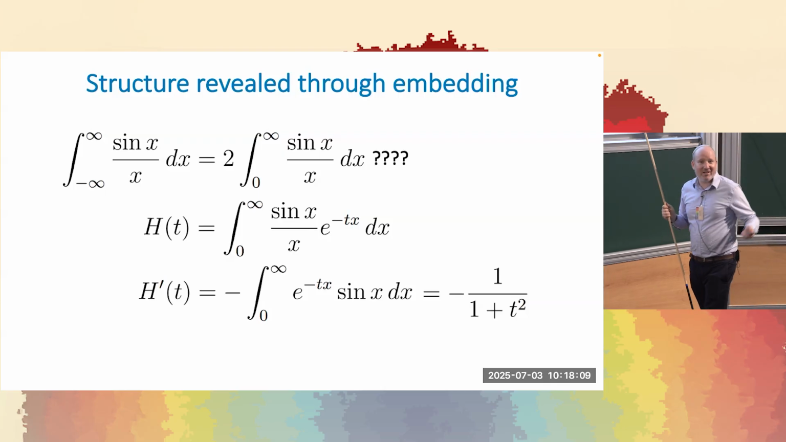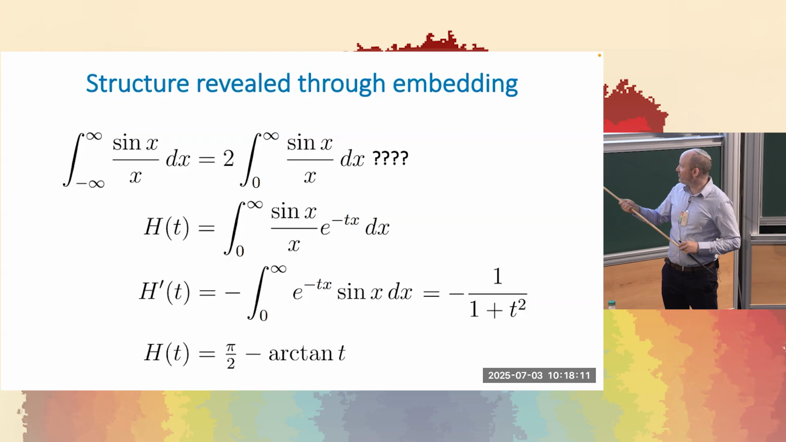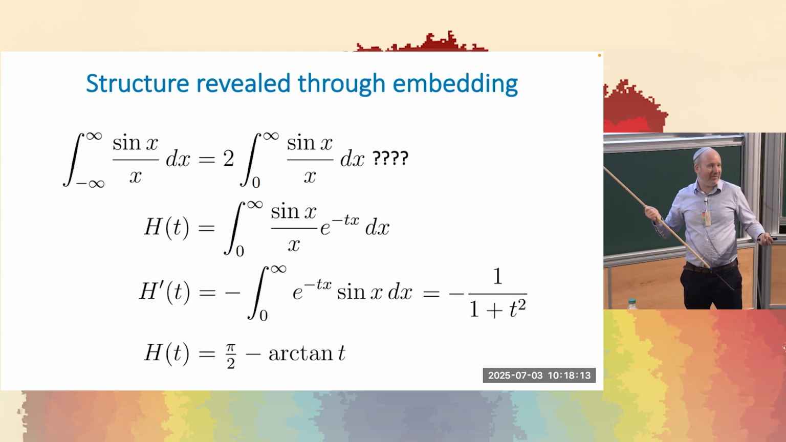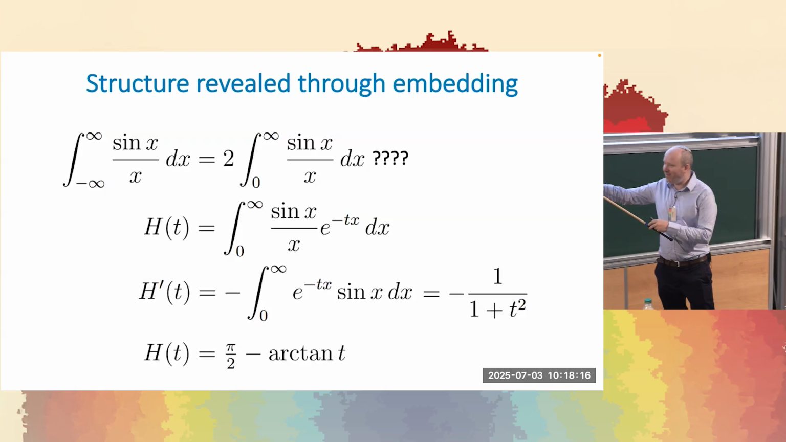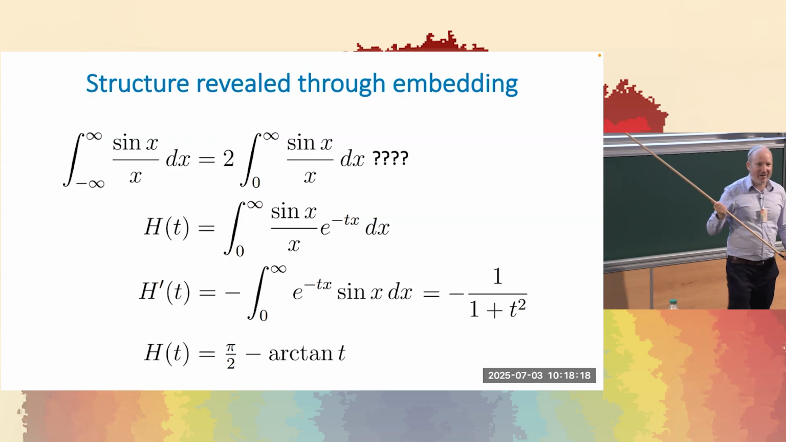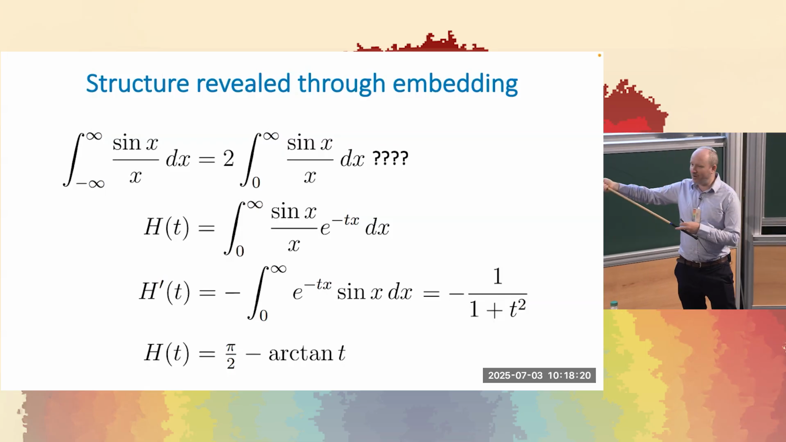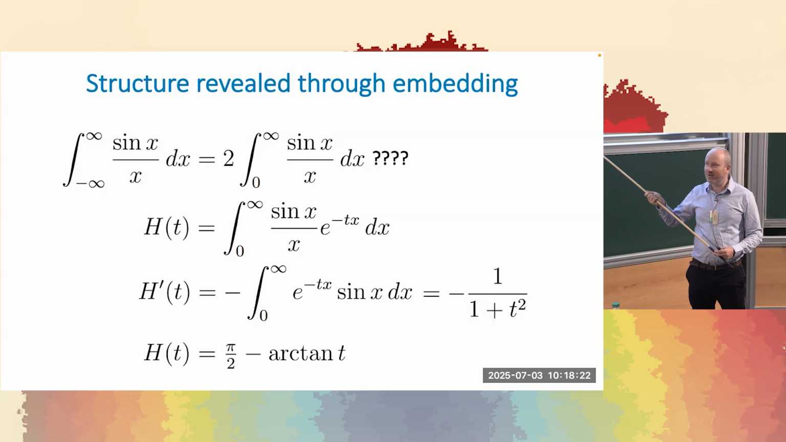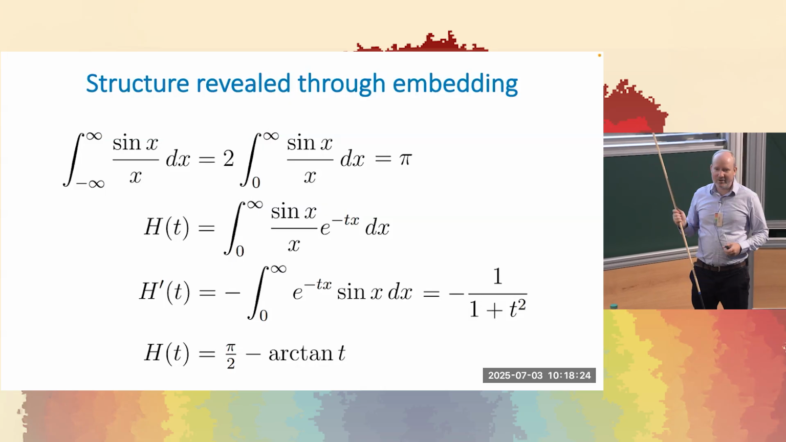And when I integrate that, I get an integration factor. So first of all, I get an arctan, and then an integration factor. But I know what h of infinity is, so I can compute the integration factor. And I get pi over 2. And now I plug in t as 0, and I get the answer, pi.